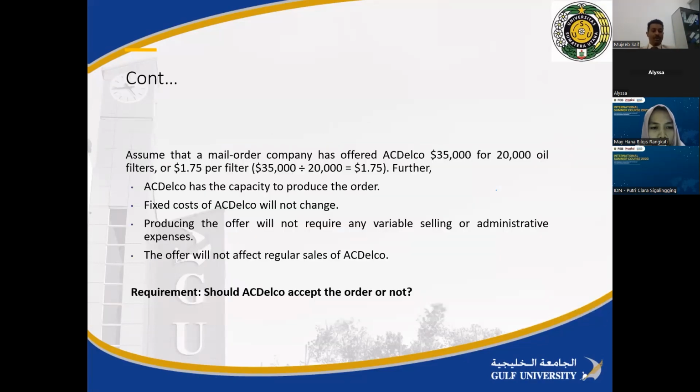So this is also the most important point. If you are a manager or real accountant, you should consider this information. You should think about the order. If I accept this order and sell this product to this customer, will this order affect my regular sales or not?